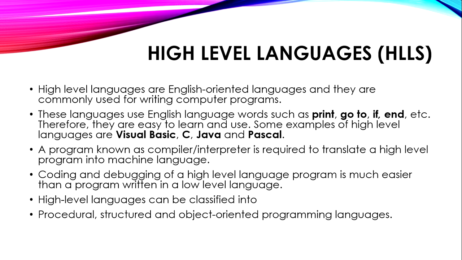A program known as compiler or interpreter is required to translate high level programs into machine language. Coding and debugging of high level language programs is much easier than a program written in low level language. High level language can be classified into three classifications: procedural, structured, and object oriented programming language. First, we will discuss procedural language.